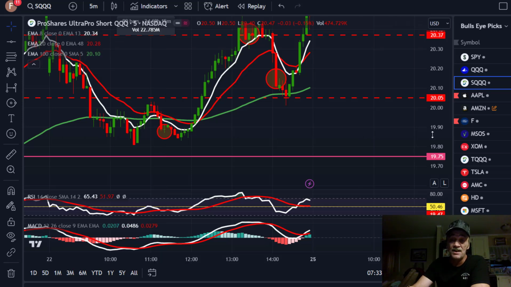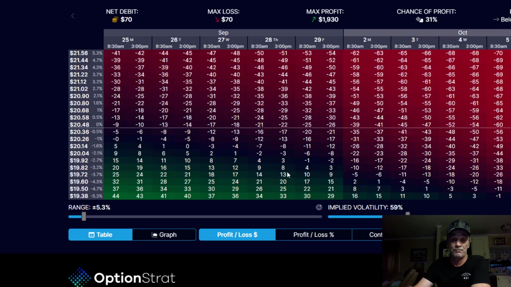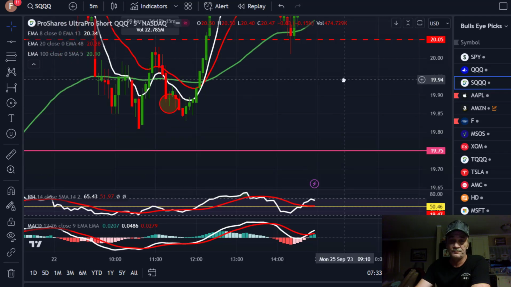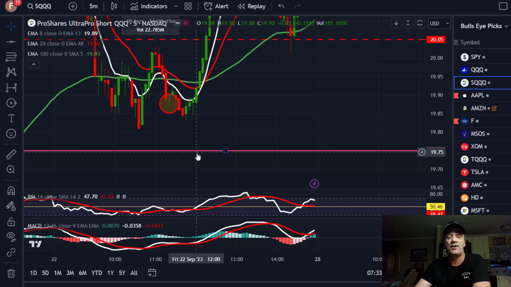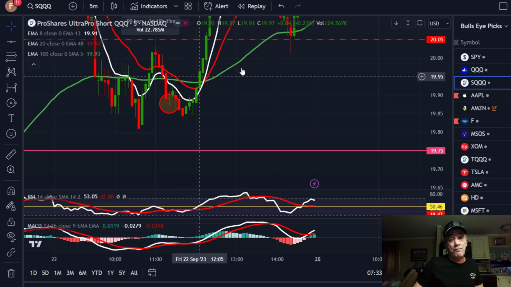Now, I looked up on Option Strat to find out just how far my move needed to go, and I found out that I needed it to go to at least 1975, okay, for me to make 15% profit. From here to here would have been 15% profit, and I said, we'll take that. But instead, it didn't. It broke the trend, and it went back up.